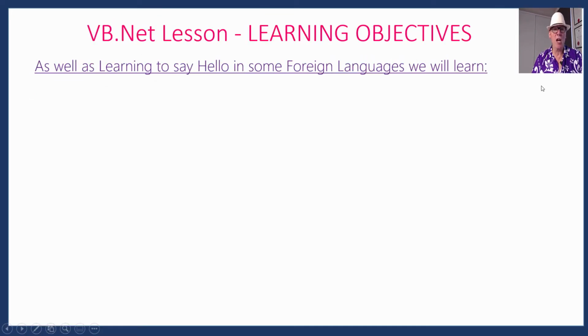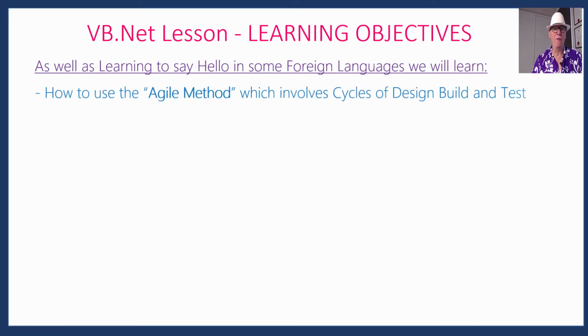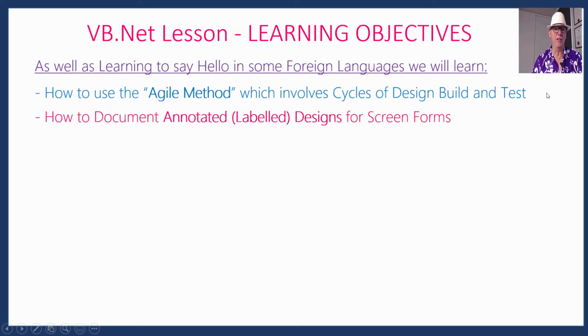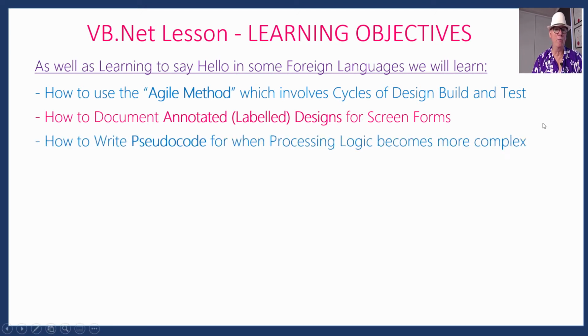So the learning objectives, as well as learning to say hello in foreign languages, we're going to use the Agile Method. The Agile Method is what most people are using these days, which involves cycles of design, build, and test. So we'll have version 1 of the program, which just tells you how to say hello. Then version 2 where you can have the listen button and listen to it. Then in version 3 you can pick from a drop-down list of different countries, and version 4 is where we use radio buttons rather than a drop-down list.